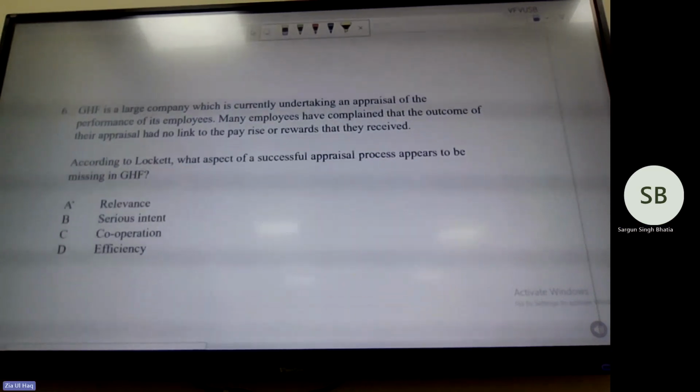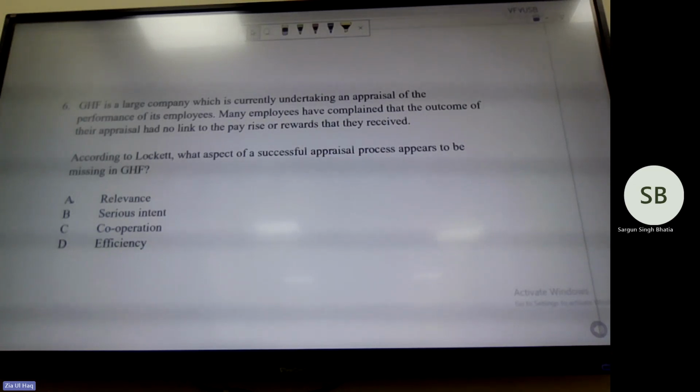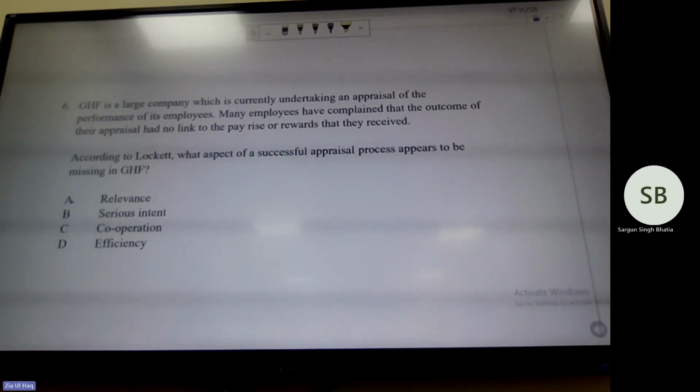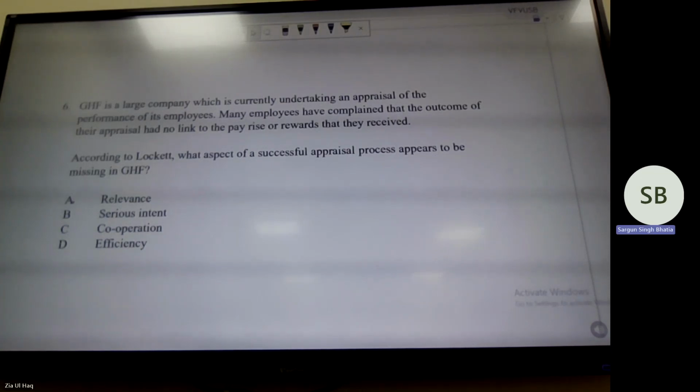Yes, sir. Number 6. GHF is a large company which is currently undertaking an appraisal of the performance of its employees. Many employees have complained that the outcome of their appraisal had no link to the pay rise or reward that they received. According to Lockett, what aspect of a successful appraisal process appears to be missing? Relevance, serious intent, cooperation, efficiency? Sir, I think it's serious intent. Serious intent, exactly.